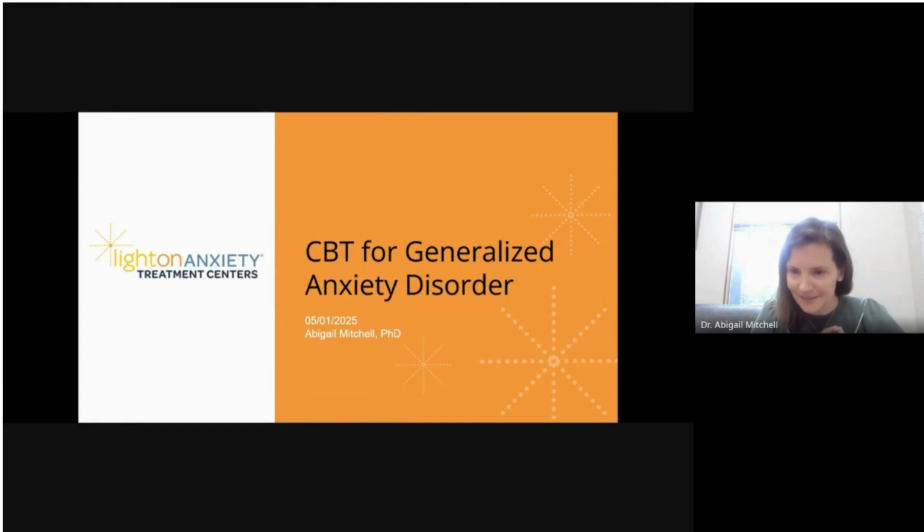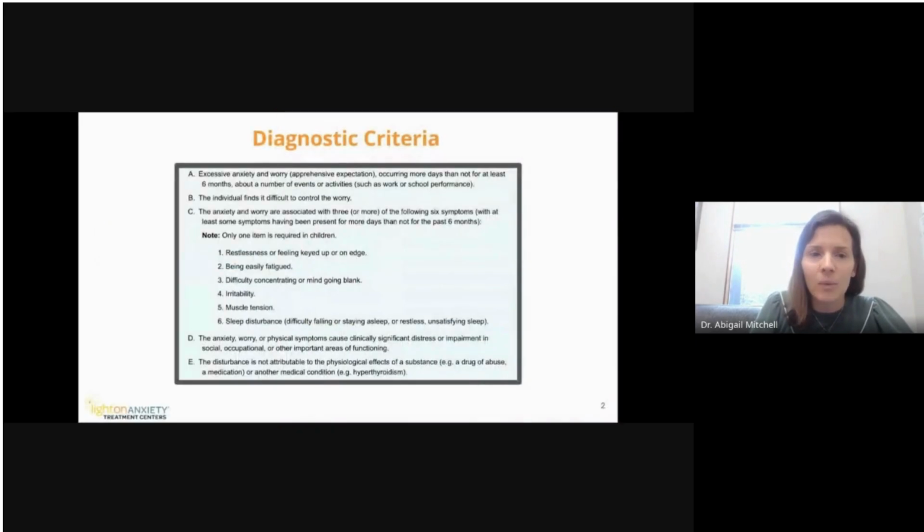So GAD, clearly this is a bread and butter diagnosis for latent anxiety. And I mean, maybe even certainly amongst the most common, but probably the top 5 most common diagnoses, if not top 2, that we see.